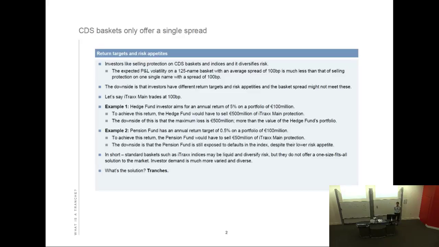Now, you could, of course, lever up and trade 500 million of iTraxx Main, then you would get sort of 5 million, which is 5% of your assets per year. But you're now running a very high default risk. Your maximum loss is 500 million euros, and in fact, your investors might say, or the person that deals with you might say, we're not going to let you do that.